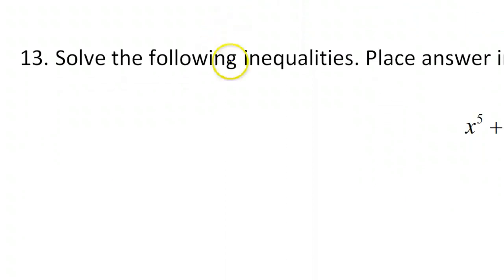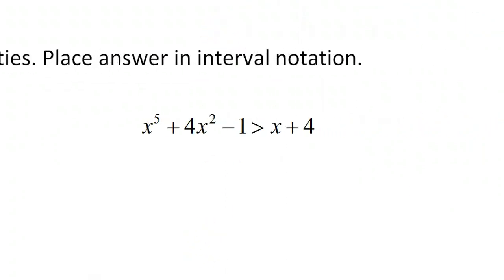Okay, now let's do another one, number 13, another inequality. Now we could solve this as it is, by treating the left side of the function and the right side of the function as two different functions. I prefer to get 0 on one side and deal with that. So that's what I'm going to do. So I'm going to subtract x from both sides, and I'm going to subtract 4 from both sides.